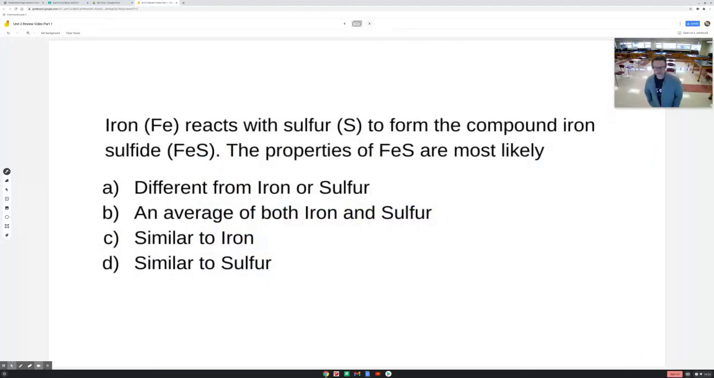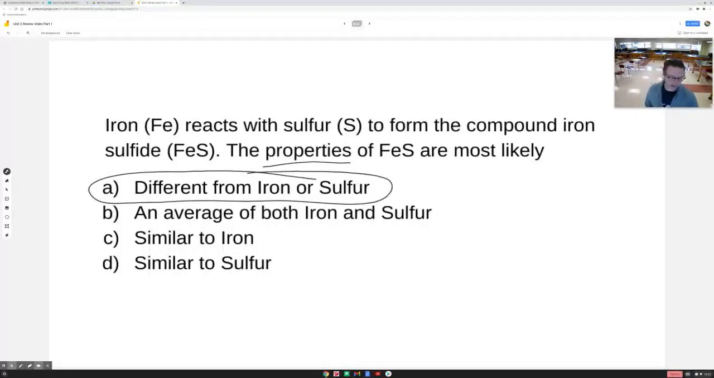If iron reacts with sulfur to form a compound iron sulfide, the properties are most likely what? Well, this goes back to our conversation about what are elements, compounds, and mixtures. It's important to remember that one of the things about compounds is that when you combine elements, you typically get properties that are different from the elements that make up the compound. Now, there may be similarities, right? You may have two gases that combine to form a different gas, but the properties of the compound vary and differ from the properties of the elements that make it.